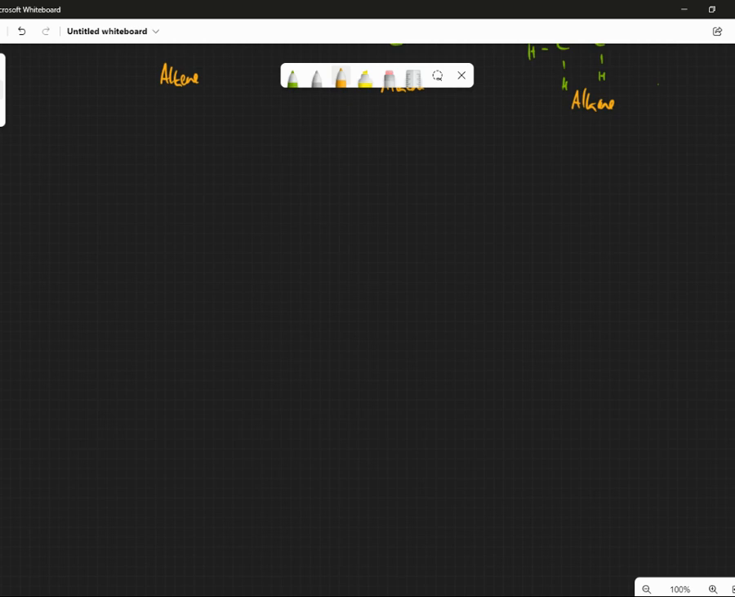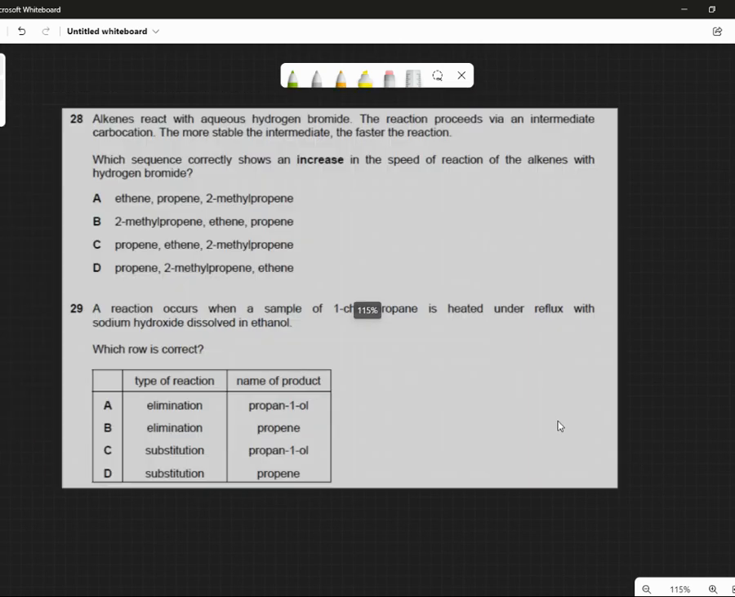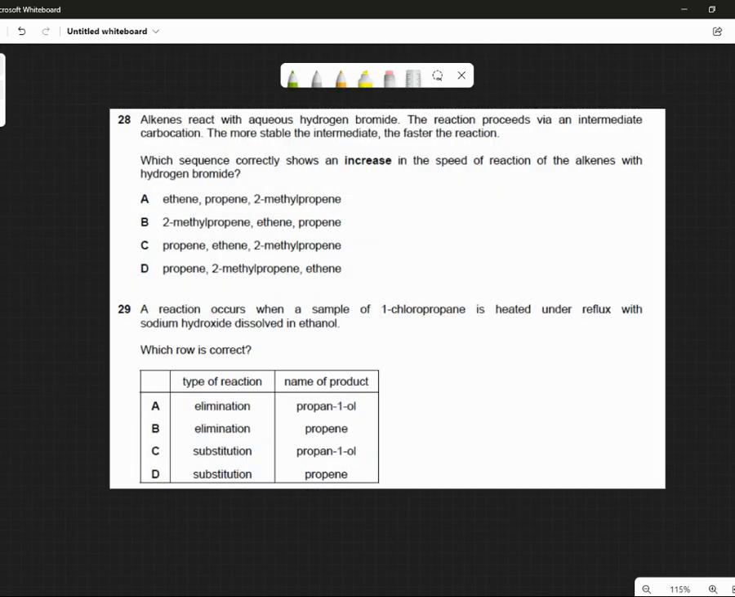This is 28 and 29. Let's have a look here and paste these. Alkenes react with aqueous hydrogen bromide. The reaction proceeds via an intermediate carbocation. The more stable the intermediate, the faster the reaction. We know that, don't we?